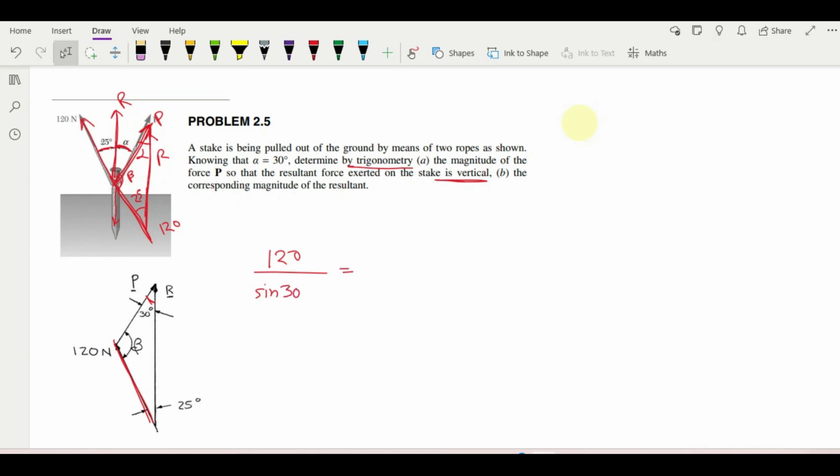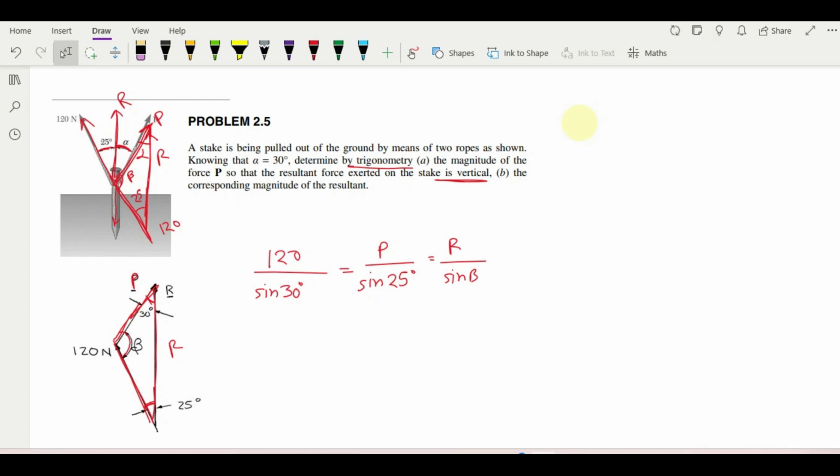Again, the same way, this force is P. So P divided by the sine of the opposite angle. Opposite of P is 25 degrees, so sine 25 degrees. And R divided by sine beta, because this force is R and opposite of R is beta. We don't know the value of beta, but we can find it.